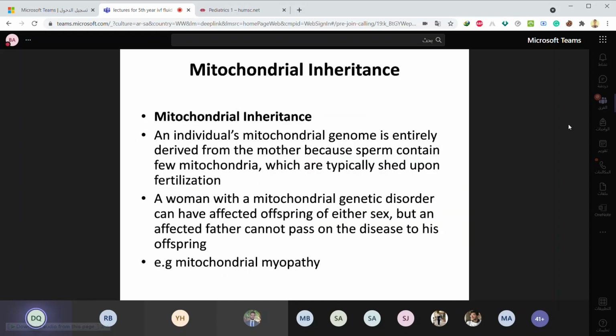We have mitochondrial inheritance. An individual's mitochondrial genome is entirely derived from the mother, because sperm contain few mitochondria, which are typically shed upon fertilization. A woman with a mitochondrial genetic disorder can have affected offspring of either sex, but an affected father cannot pass on the disease to his offspring. An example of mitochondrial inheritance is mitochondrial myopathy.